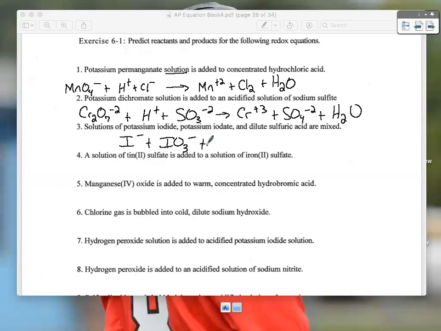Solutions of potassium iodide and potassium iodate and dilute sulfuric acid are mixed. Now, can you think of why the dilute sulfuric acid is there? What word does it replace in number 1 and 2? The acidified. Now, if it were concentrated, if I go back to my chart here, if it were concentrated sulfuric acid, there is something about hot concentrated sulfuric acid, but this is diluted.